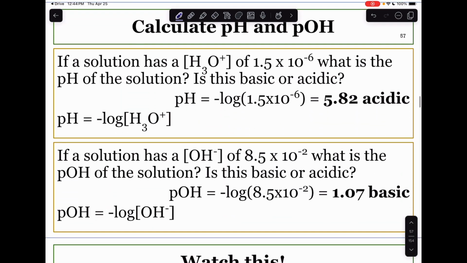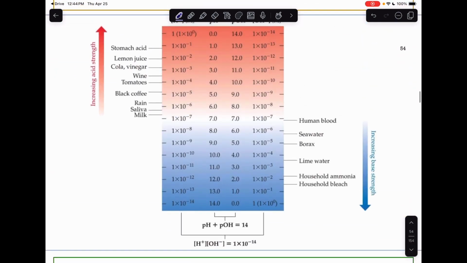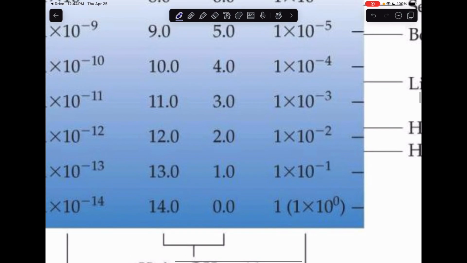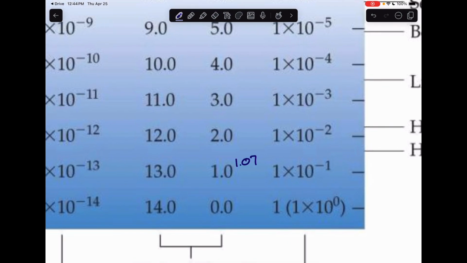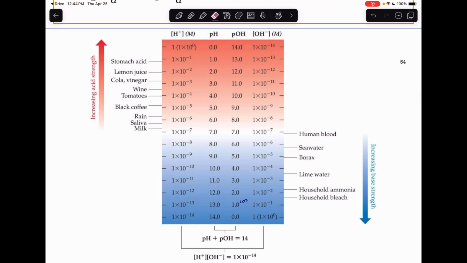So the answer, the pOH is 1.07, and on the pOH scale, the lower the number, the more basic the solution. As you can see, let's go back up to our chart. We had a pOH of 1.07, which is about right here. So therefore, it's very basic down here. If we had a pH of 1.07, that would be up here, and that would be acidic, but we don't. We have a pOH, so it's a complete opposite scale.